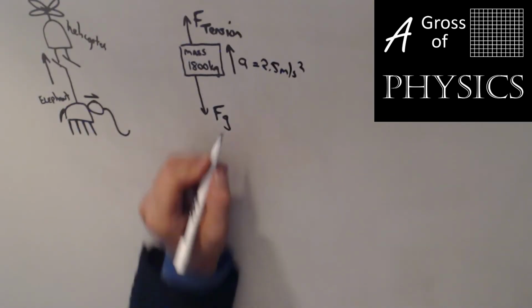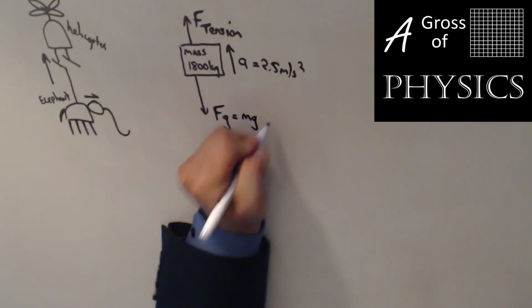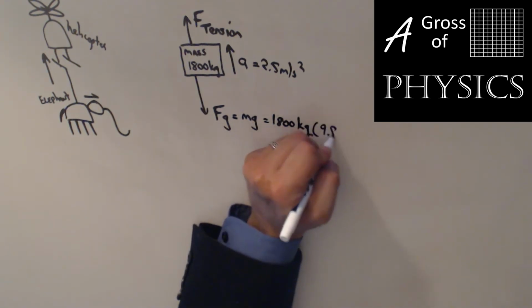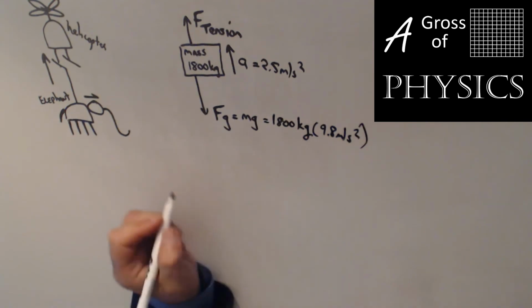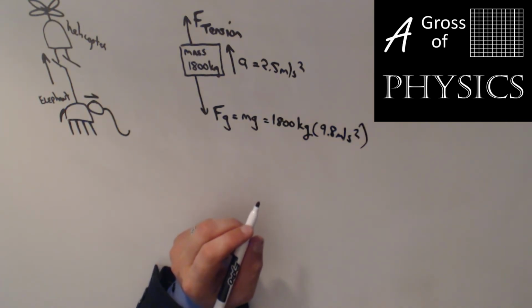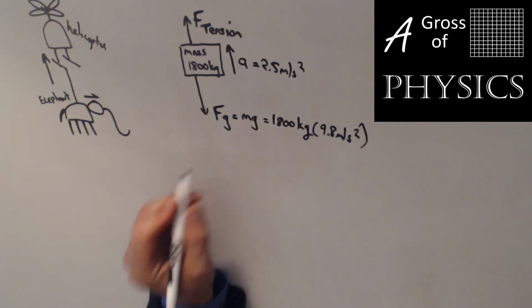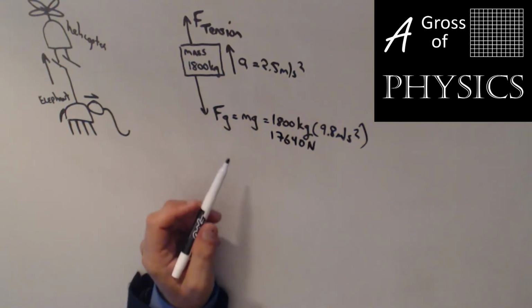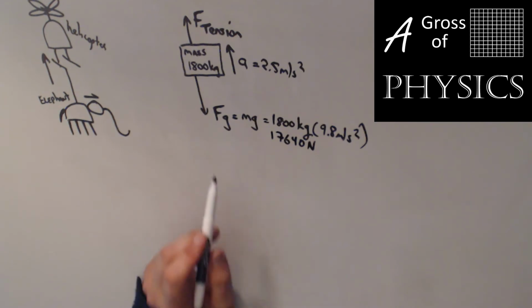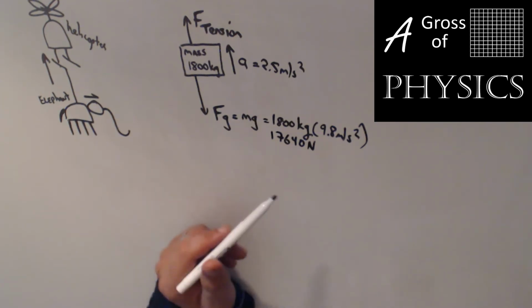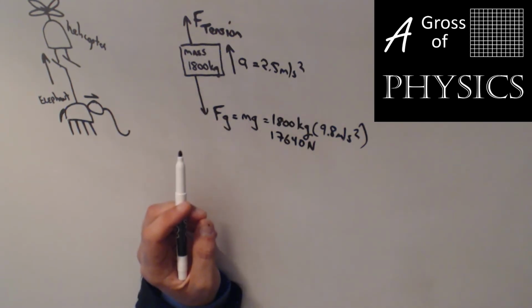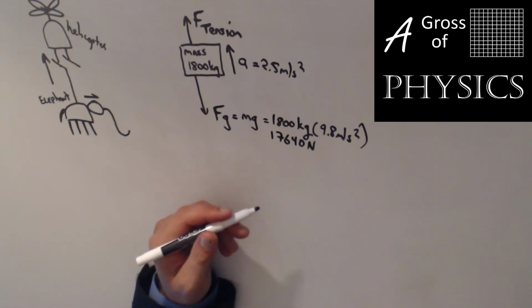Now, I can find the force of gravity. I'm going to start there. mg, 1,800 kilograms, and 9.8 meters per second squared. So using the calculator, 1,800 times 9.8, and I get 17,640 newtons. Now, if this elephant were just resting on the ground, the upward force from the ground would be 17,640. But because the elephant is being lifted by the helicopter, what's going to happen is there's going to be more tension on the rope.